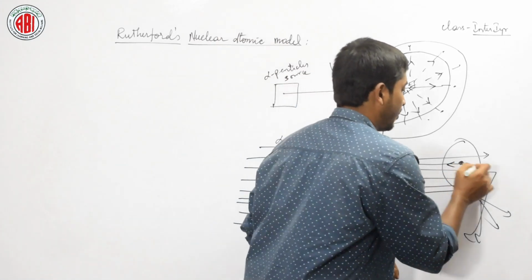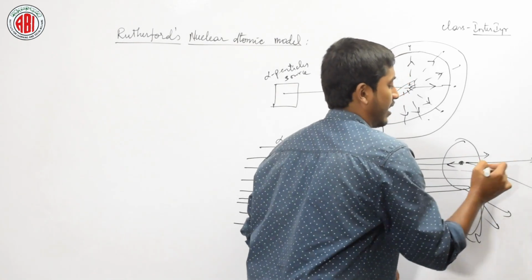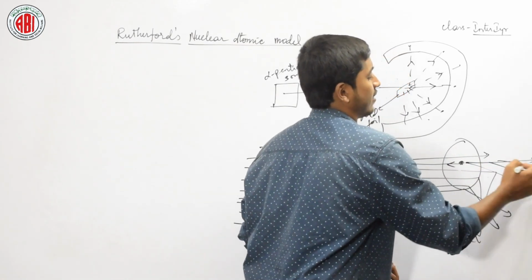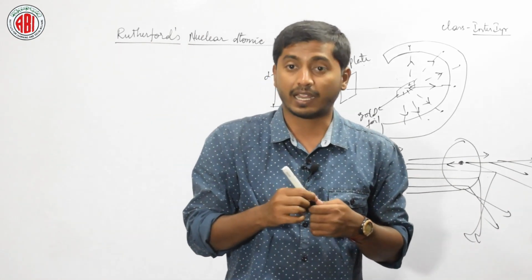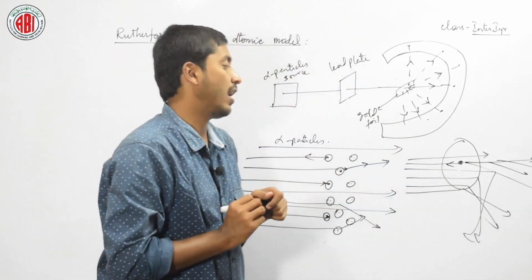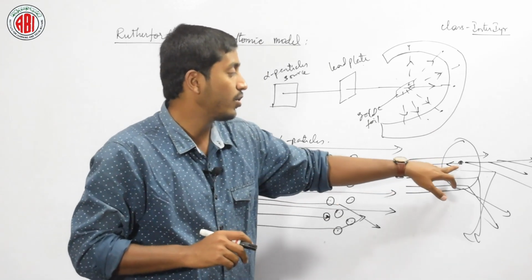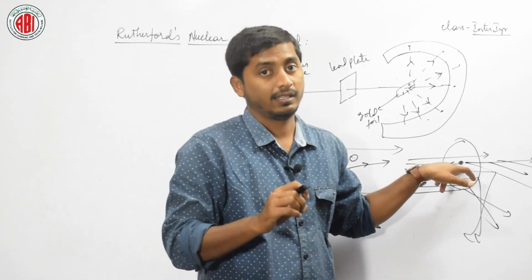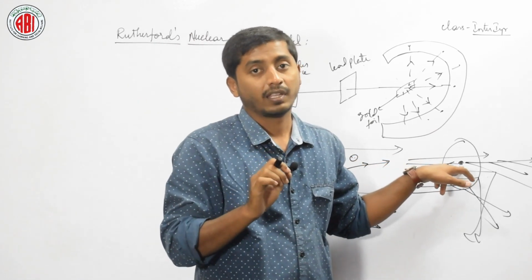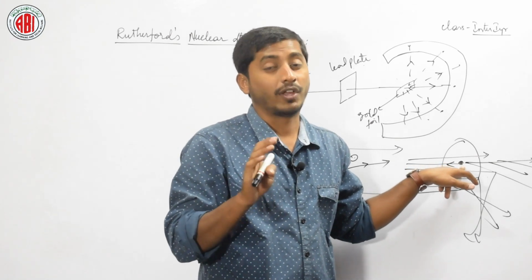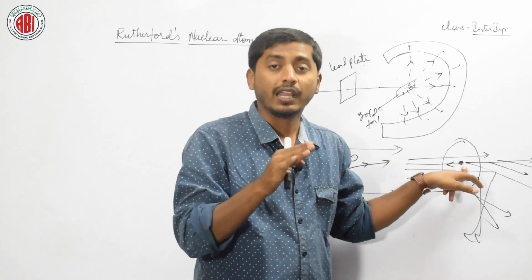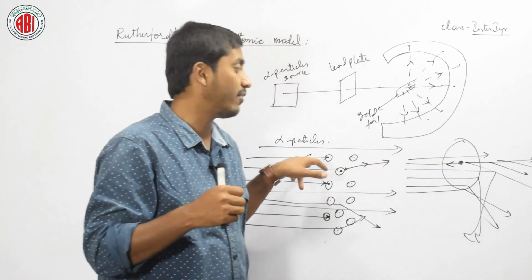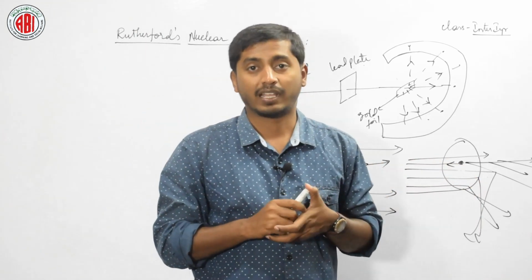Not only this, they might be deflected like this, or like this, with a very minute kind of angle, right. And a few of the alpha particles, the ones incident almost at the center, almost 1 in 20,000 rays, only those are deflecting back at the same 180 degrees angle, right.